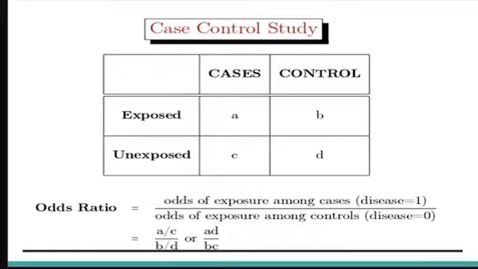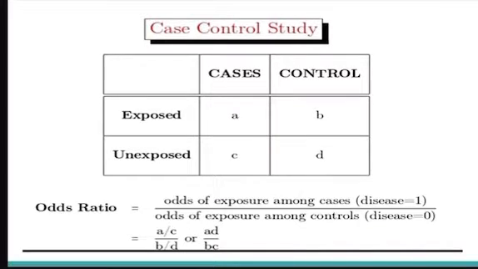Now, A plus B, look at the row, A plus B is the total number of people in the two groups that are exposed. They could be exposed to a particular risk factor and not have the disease, and some can have it. What about the unexposed? Some are not exposed, and they have it, and some don't have it. Now, what is the meaning of A? A is the number of people that are exposed and have the disease. B is the number of people that are exposed but do not have the disease. C is the number of people that are not exposed but have the disease. D is the number of people that are not exposed and do not have the disease.